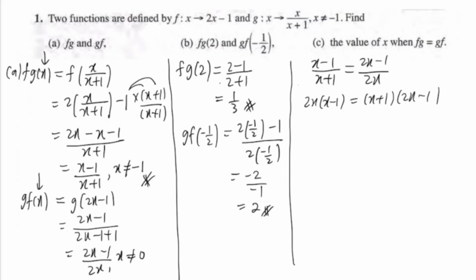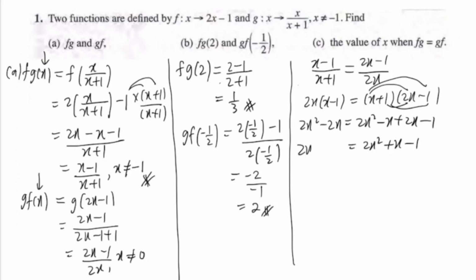Let us expand the bracket. 2x squared minus 2x is now 2x squared minus x plus 2x minus 1. I hope you know how to expand one by one: 1, 2, 3, 4. Alright, and from here we will get 2x squared plus x minus 1.